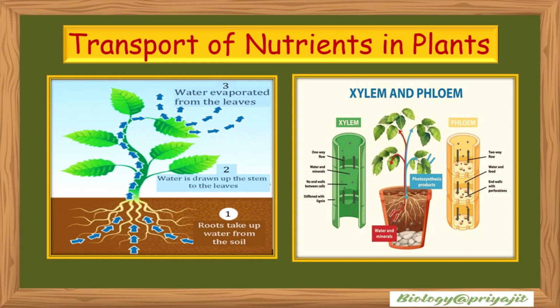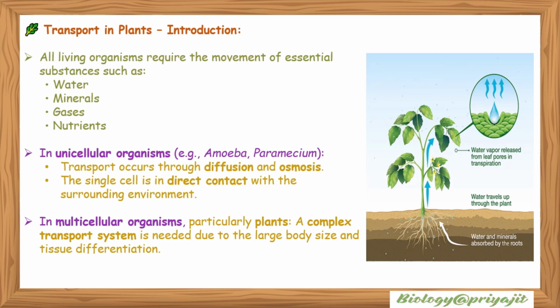Hello my dear students, today we'll start transport of nutrients in plants. This is a physiological process in plants and it occurs gradually in three successive steps. The first one is the roots take up water from the soil, then water is drawn up the stem to the leaves, and then thirdly water is evaporated from the leaves. Here the two types of plant tissue, xylems and phloems, are involved to conduct the process.